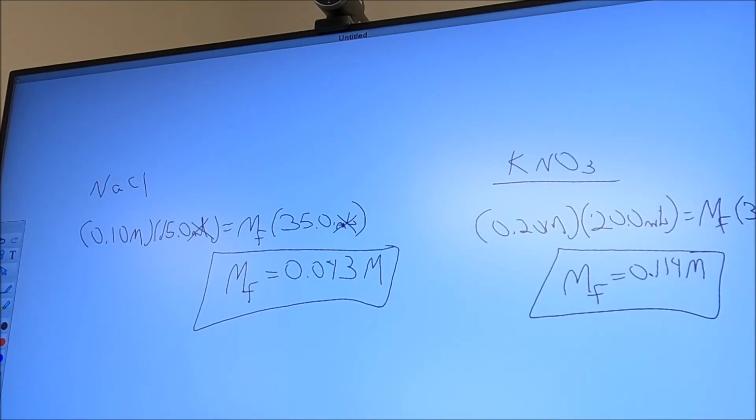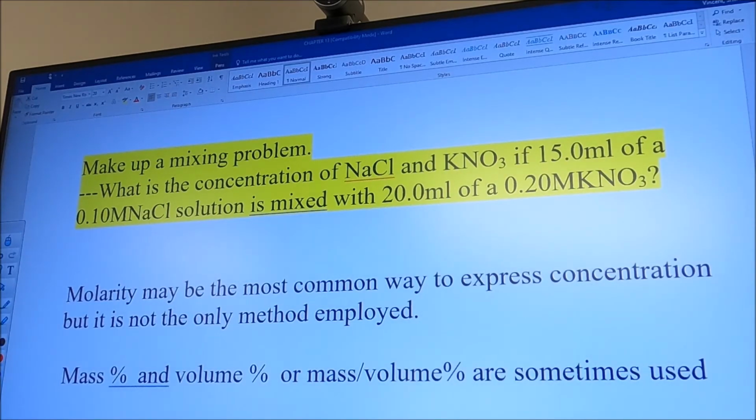Everybody see where everything came from? And we're going to do that a lot in lab. Okay? Every time we initiate a reaction, we're going to be interested in what the concentrations are at the moment that we initiated the reaction. So we'll be doing this dilution stuff just like this problem a lot. So, want to make sure you're comfortable with it. Everybody okay? Yes. All right. Now, there are other ways to express concentration.